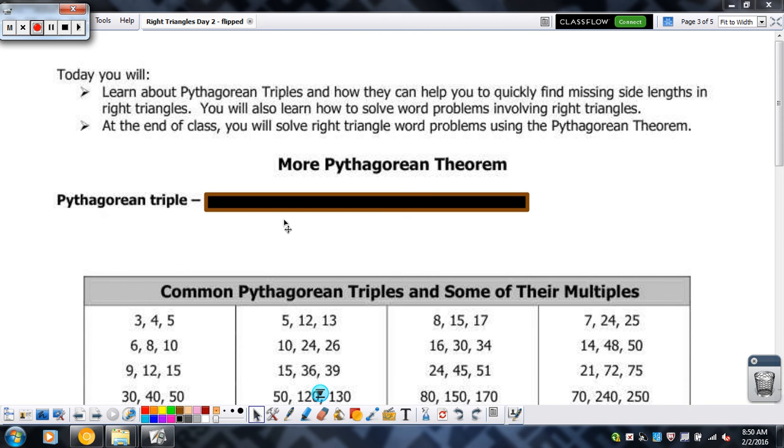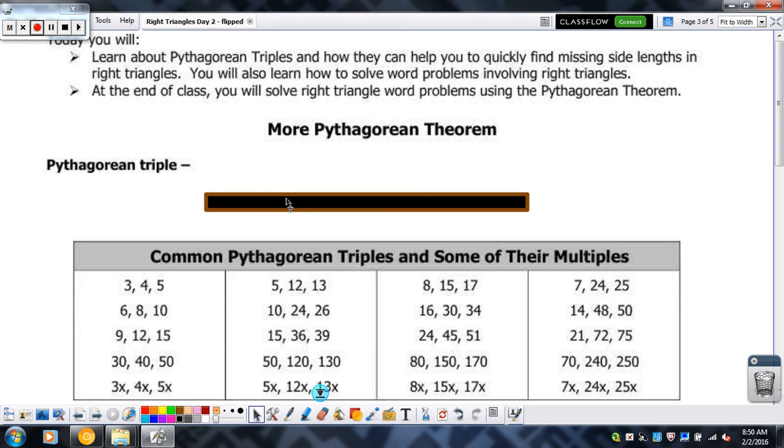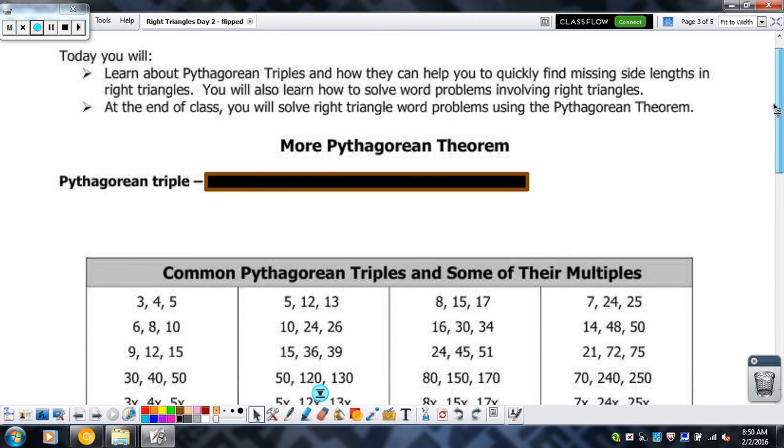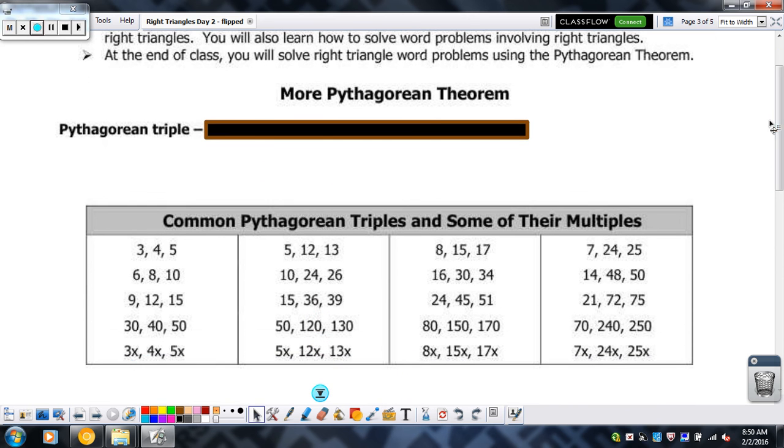Hey everyone, today we're going to be talking about the Pythagorean theorem, specifically Pythagorean triples. You'll learn how they can help you quickly find missing side lengths in right triangles, and then later in class we'll solve some word problems using right triangles.